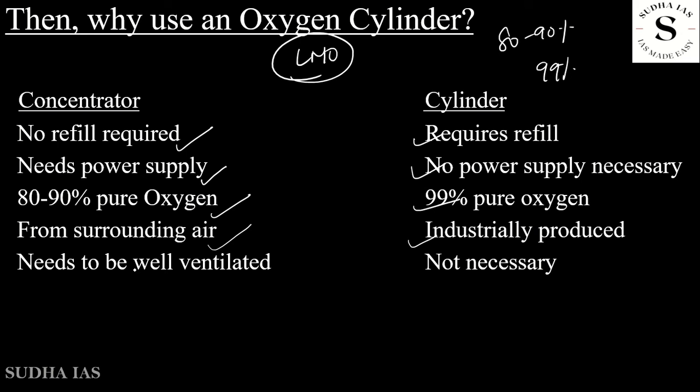Now, one of the important things about using an oxygen concentrator is that since it simply filters out nitrogen and supplies oxygen, the filtered out nitrogen is released back into the air. So if the room is not well ventilated, then over a period of time, the concentration of nitrogen in the room may increase. Therefore, the room in which an oxygen concentrator is used must be well ventilated. Whereas this is not necessary with an oxygen cylinder when making use of liquid medical oxygen.